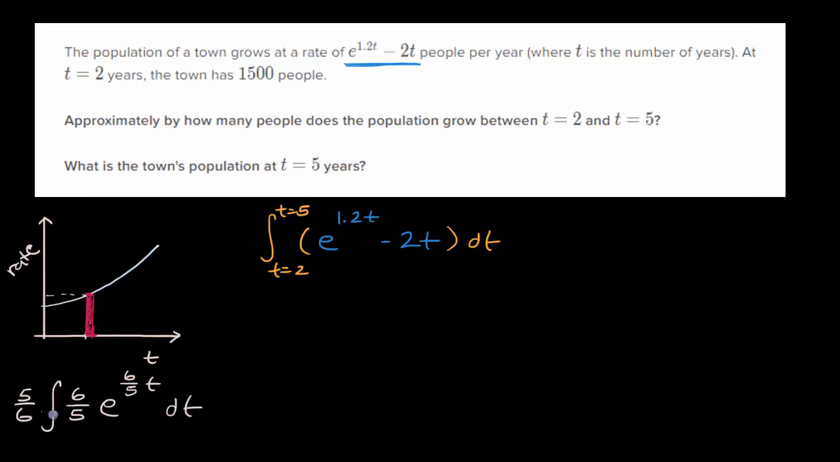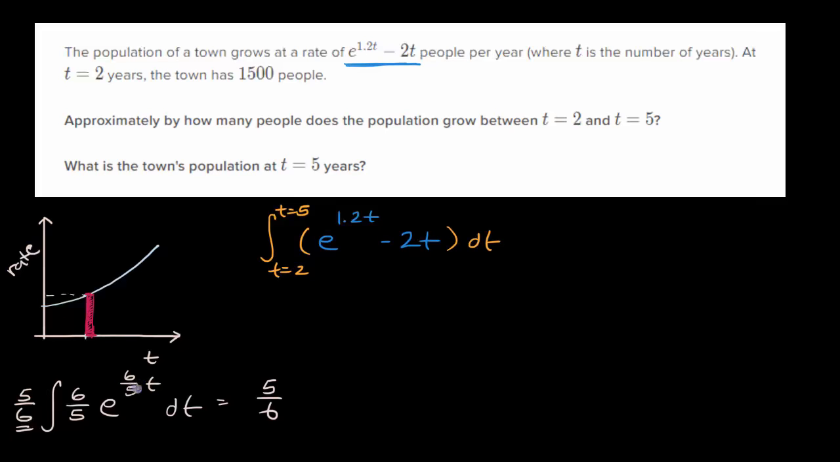Scaling constants, I should say. Well, now, this is going to be equal to 5/6, this 5/6 right over here. This antiderivative is pretty straightforward. Since I have the derivative of 6/5 t right over here, I can find the antiderivative with respect to 6/5 t, which is essentially doing u substitution.